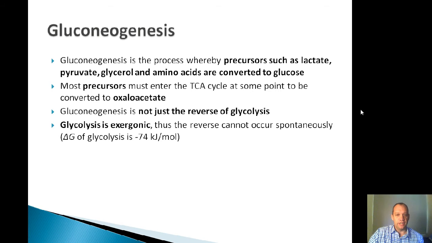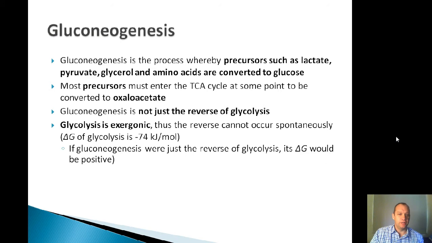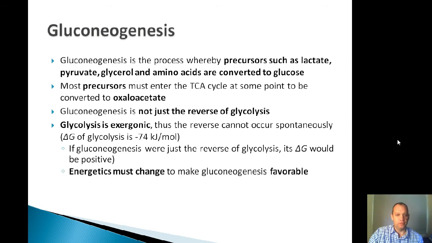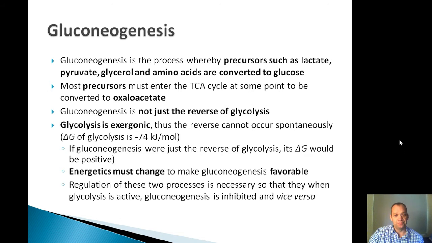Glycolysis is an exergonic reaction, which means that the overall process has a negative delta G of negative 74 kilojoules per mole, which means that the reverse of the process, by using the same reactions, is going to be a positive 74 kilojoules per mole. That means it won't be a thermodynamically favorable process and it won't take place spontaneously. So if gluconeogenesis were just the reverse of glycolysis, its delta G would be positive and it wouldn't happen spontaneously. So the energetics therefore have to change in order to make gluconeogenesis favorable as well.